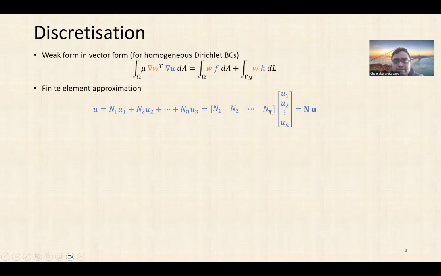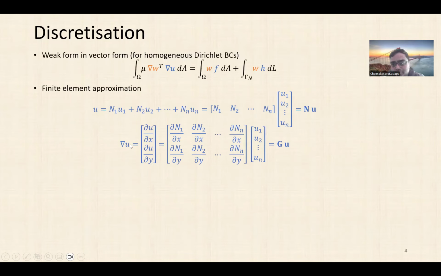Okay, here small n is a vector of one row and n columns. Capital N is the basis function matrix and capital U is the degrees of freedom vector. So this is exactly like what we did in the 1D case. And then we calculate the derivative, that is nabla u, which is dou u by dou x and dou u by dou y. Since we are in 2D, we have only two derivatives. Then this is our gradient field matrix, capital G, and this is our u, the vector of degrees of freedom, bold u.